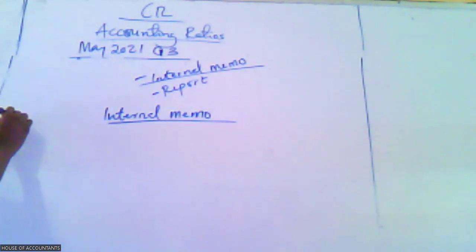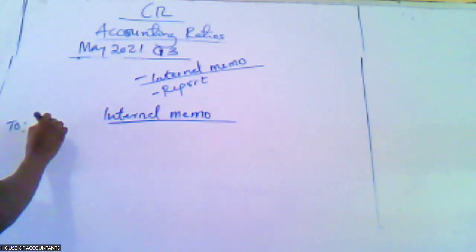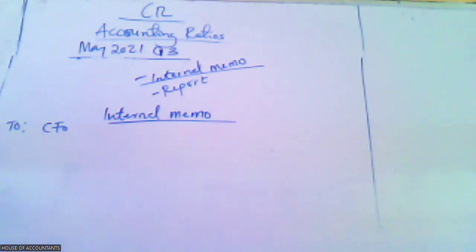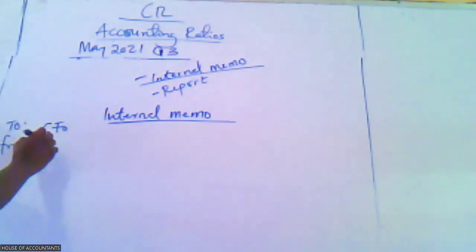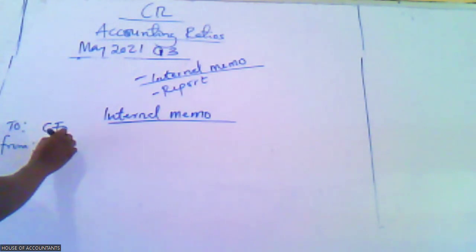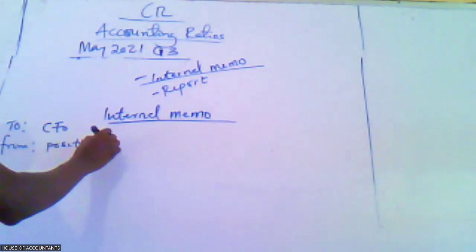So you can write to whosoever they ask you to write to. Maybe they ask you to write to the CFO, chief financial officer, anyone they ask you to write to, but you have to write it in full, not in short form like this. Then from what position are you holding in that case? If they say you are assuming you are a junior trainee, you put from junior trainee. Are we good to go? So whatever position you are holding, put that position.